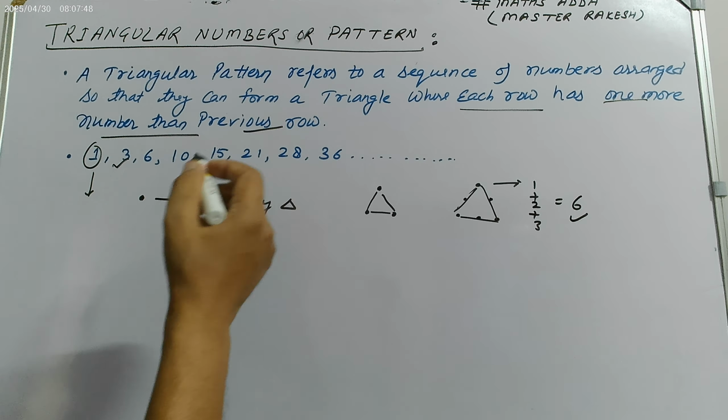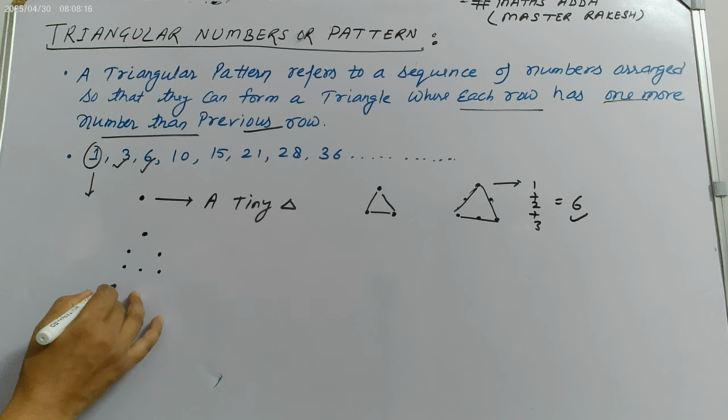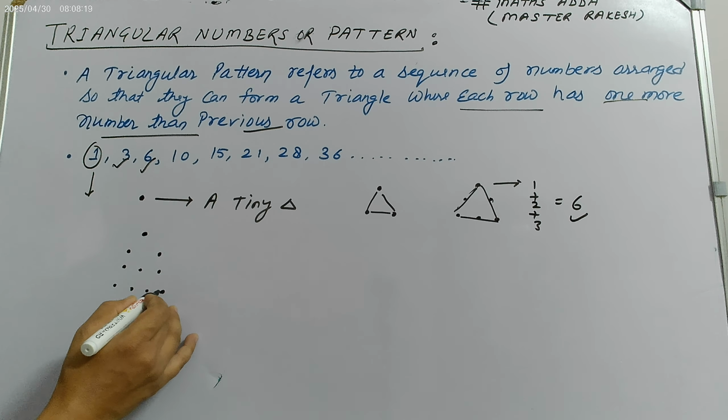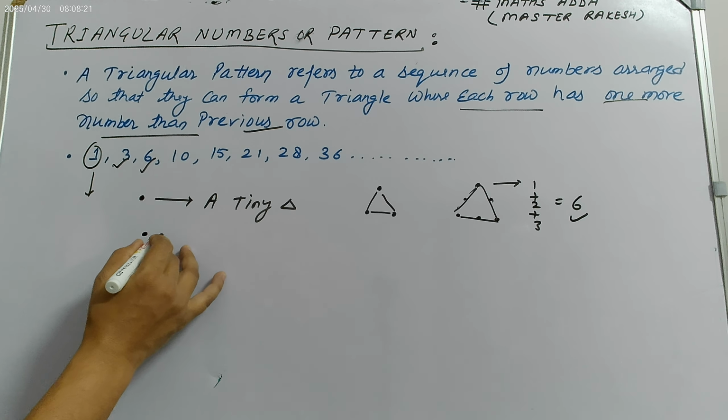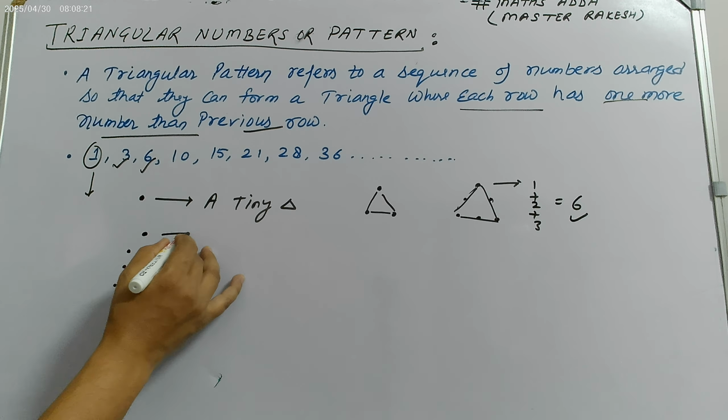Similarly you can do it for 10 and 15. Like this, 1, 1 2, 1 2 3, 1 2 3 4. Here is 1, here is 2, here is 3, here is 4. If you sum up all these, 1 plus 2 is 3, 3 plus 3 is 6, 6 plus 4 is 10. If you form it like this, it makes a triangle. So this is all about the triangular pattern. These are the triangular numbers.